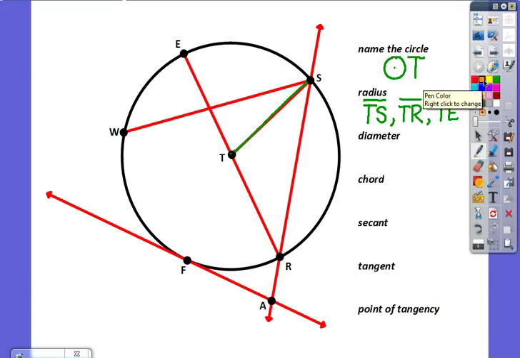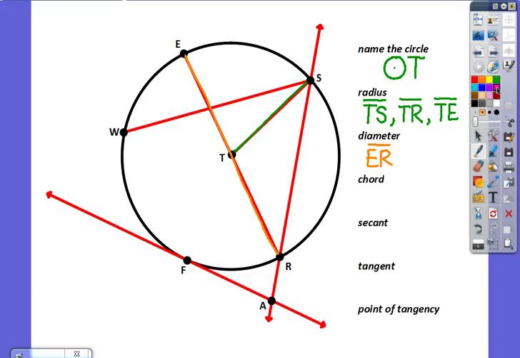That brings us to diameter. Diameter would be the one that goes to the center but goes all the way across the circle. And I think we only have one option for that one, ER or RE. And then you have to think, is that a segment or a line or what's going on? It's a segment, so I want to see the segment bar there.